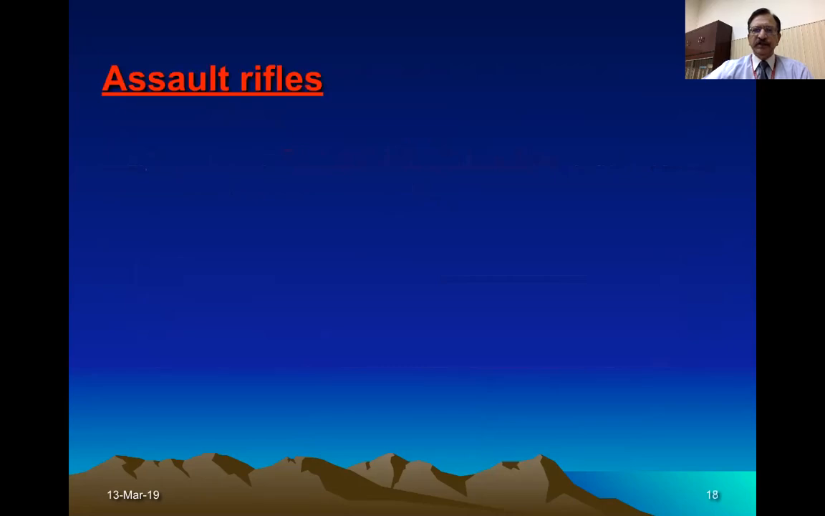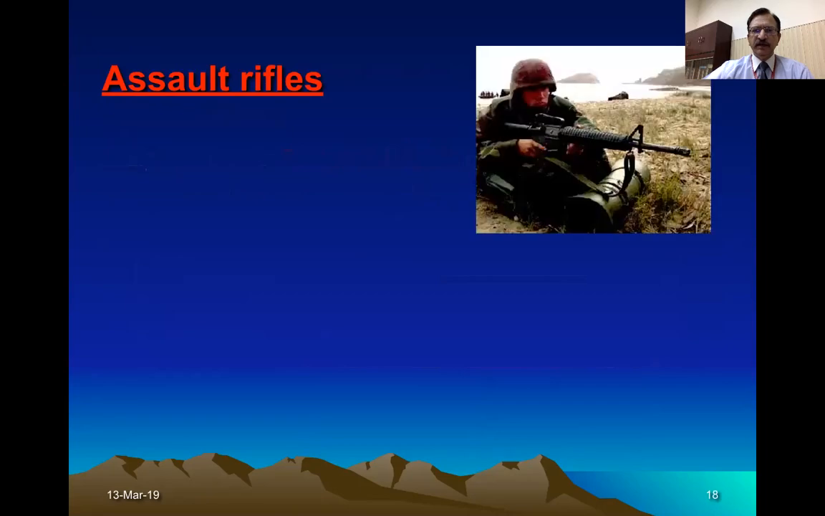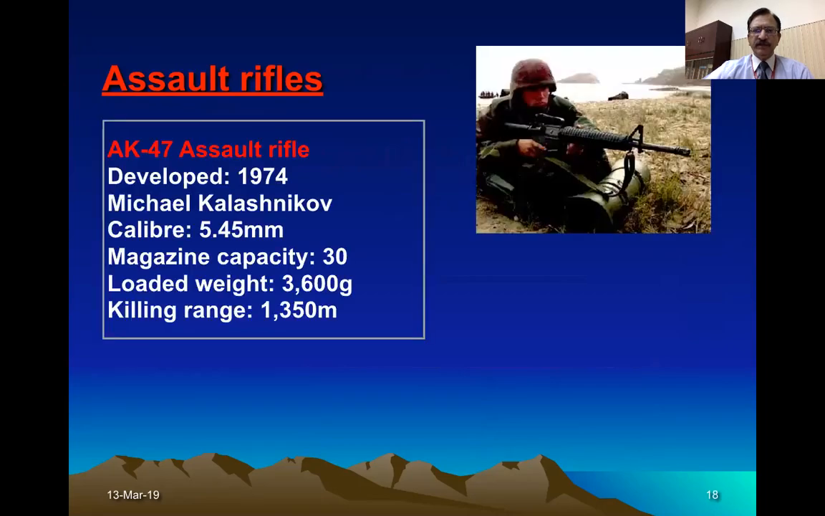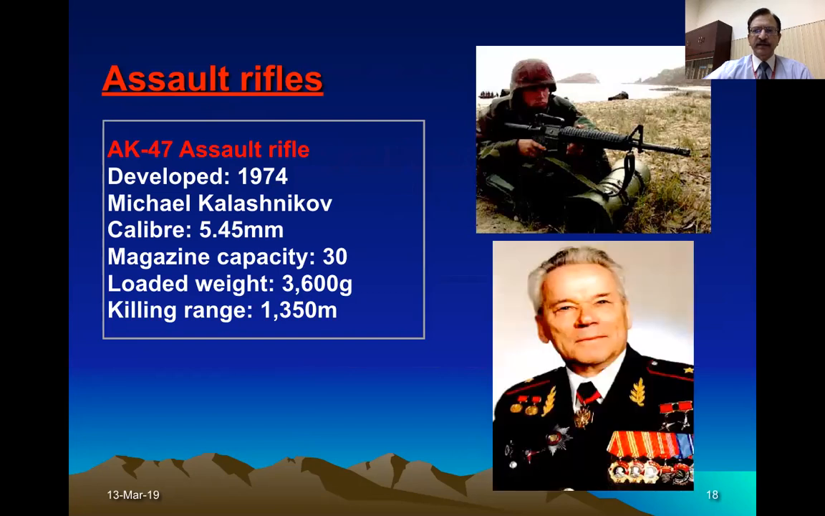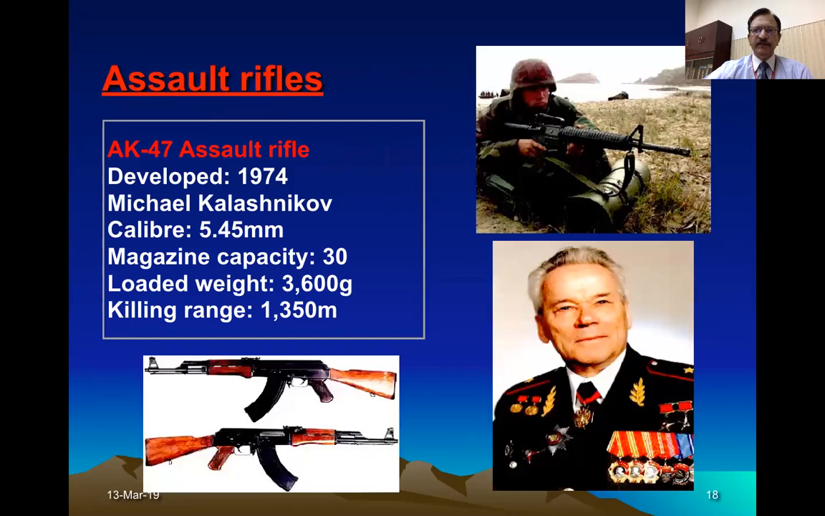Then came the assault rifle, the most modern, most sophisticated, which we are normally acquainted with and commonly hear of, the AK-47 Kalashnikov. This was invented by a Russian scientist, Mikhail Kalashnikov, in 1974. And the gun is named after this scientist, Kalashnikov, as AK-47.